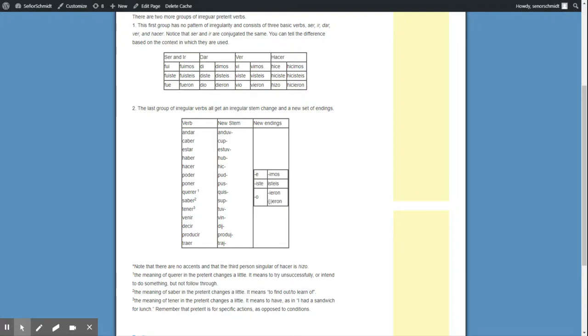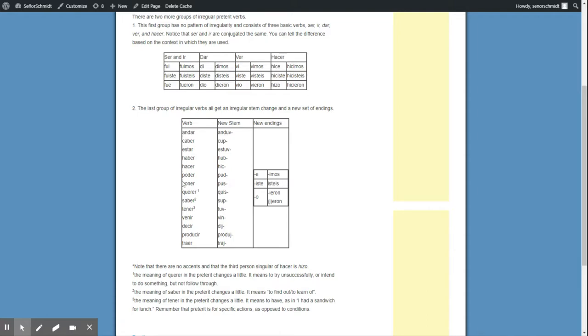So if you look at these guys, you got andar, which means to ride or to go or to stroll. Andar. Caber, which means to fit. I'm sorry, I should say the stem. So andar changes to anduv. That's your new stem. Caber, to fit. That's cup. Estar is to be. That changes to estuv. Haber is hub. Hacer, that's actually going to be hic because of these endings.